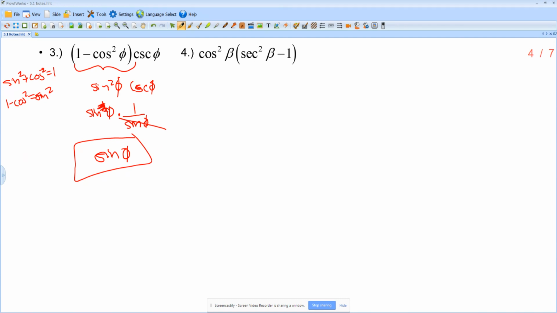Again, I don't always know where I'm supposed to stop, but you want to have something that's broken down to the smallest number of terms and can't be simplified any further.